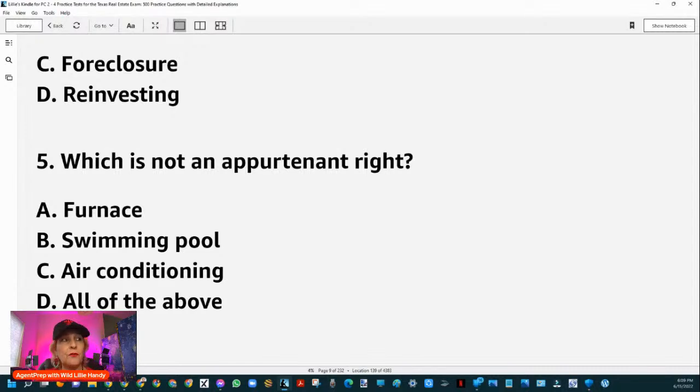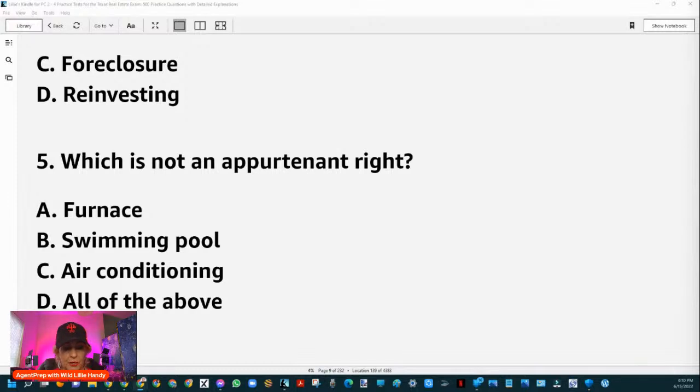So here, all of these are definitions, right? So that's how important definitions are. What is an appurtenant? Okay, it's an attachment. It's included with the property. It goes with the property. So A, furnace, B, swimming pool, C, air conditioning, or D, all of the above.